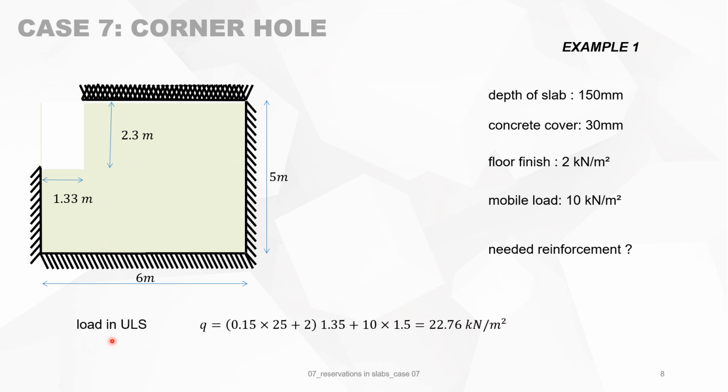We start to calculate the load in ultimate limit state. We have the permanent loads, which is the proper weight, 0.15 times 25, plus the floor finish 2, all this times 1.35, and 1.5 times the mobile load. It gives you 22.76 kilonewton per square meter as total load on the slab.